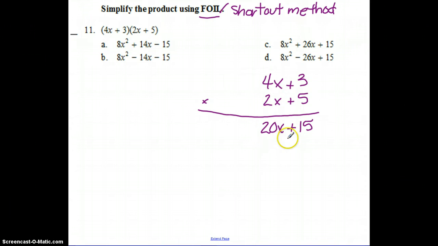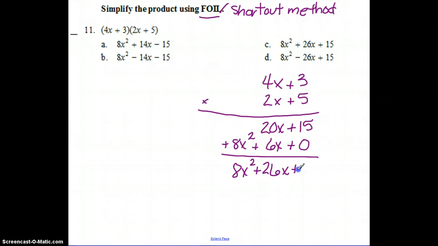Now before I go to this 2x, I do have to remember to put my 0 for my placeholder. 2x times 3 is going to be 6x. And then 2x times 4x is 8x squared. Draw my line here. So 8x squared plus 26x plus 15, which means that if I were to look up here, C would be my answer.